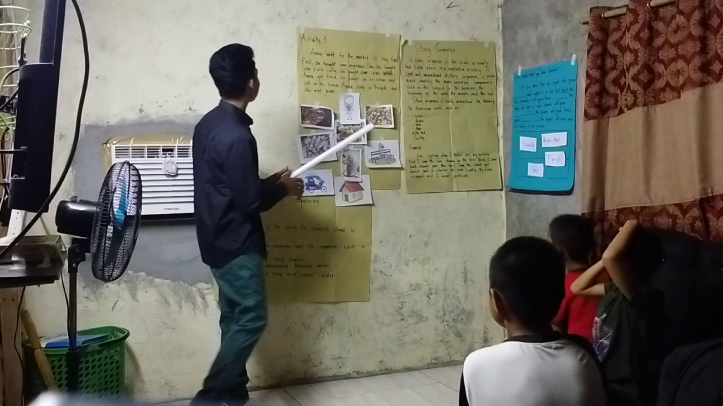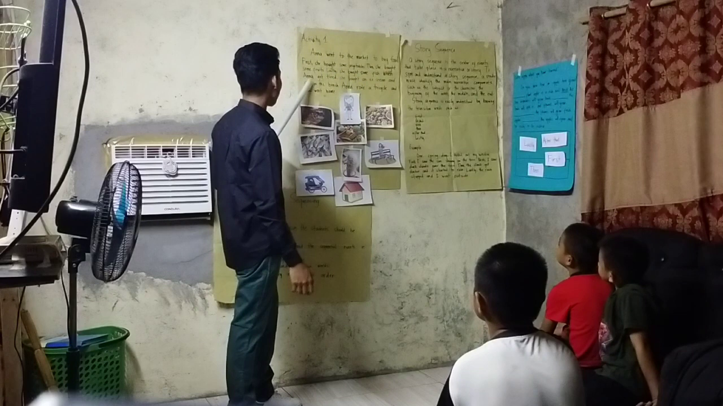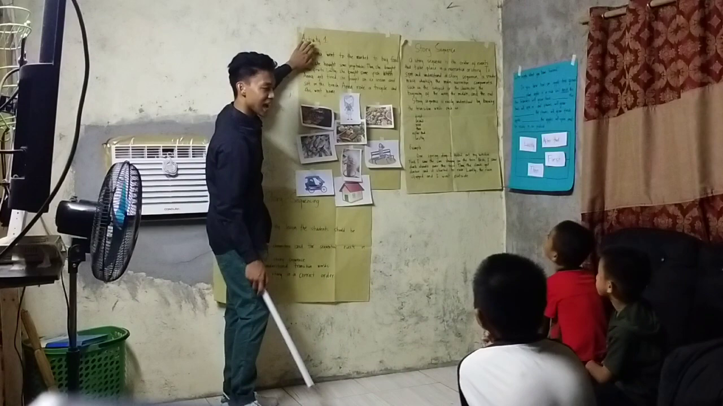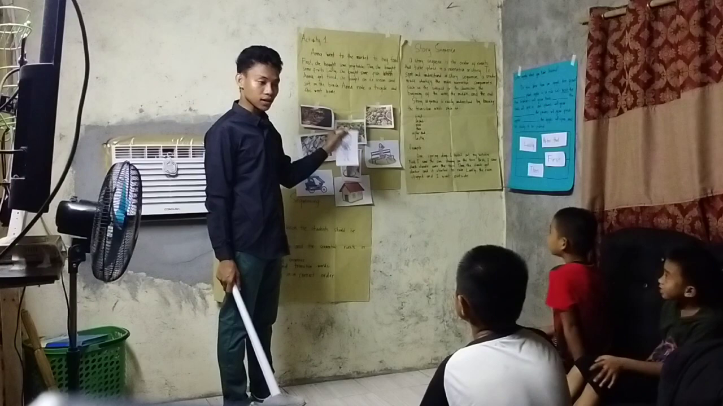So Anna went to the market to buy food. First, she bought some vegetables. Then, she bought some fruits. Lastly, she bought some fish. And when Anna get tired, she bought an ice cream and sat on the bench. Now, Anna rode a tricycle and she went home. So, where is Anna in the pictures? Okay, Gleo. This one. So, this is Anna. This is our character. Alright? So, what did Anna do?